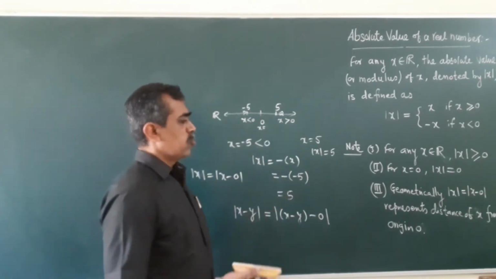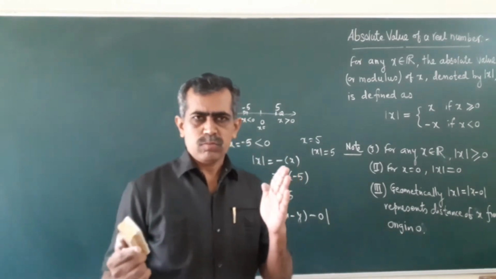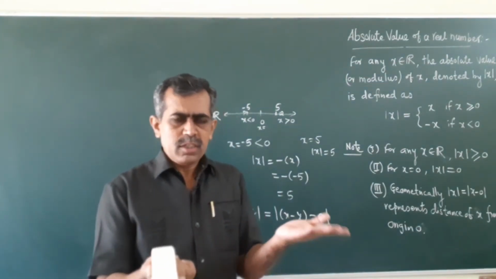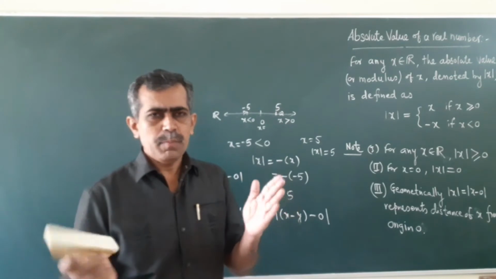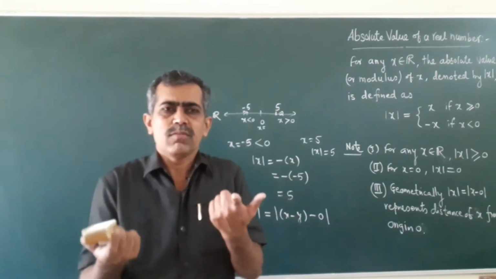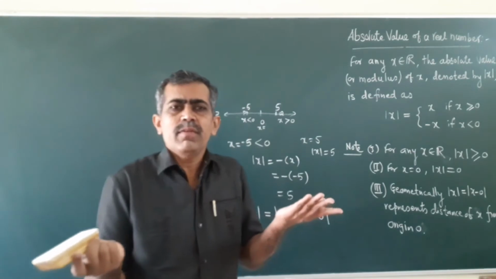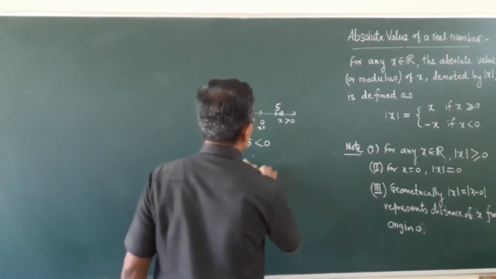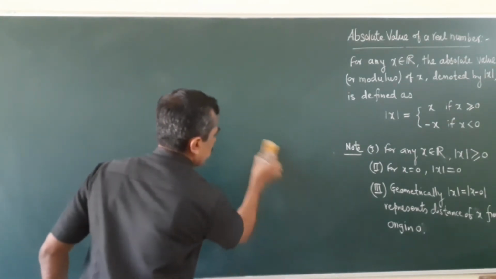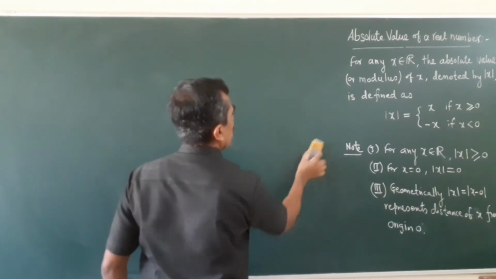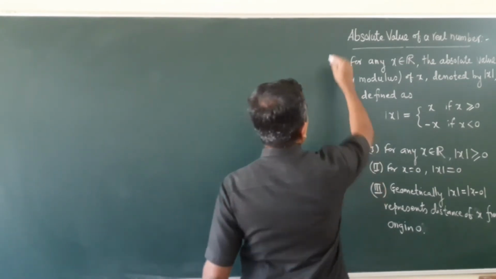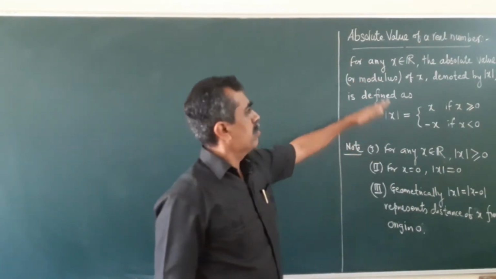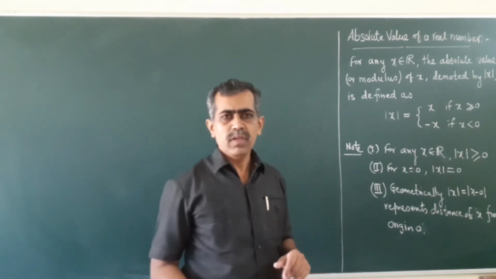So this is how, geometrically, modulus of x is the distance of x from origin, where x may be negative, positive or 0 itself. If x is 0, distance of 0 from origin is 0. If x is negative or positive, distance is always positive. So modulus of a real number geometrically represents the distance from origin of the point which corresponds to that real number. This is the definition of modulus of a real number, or absolute value of a real number.